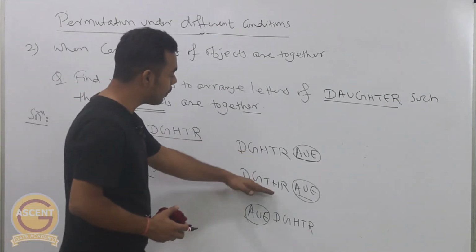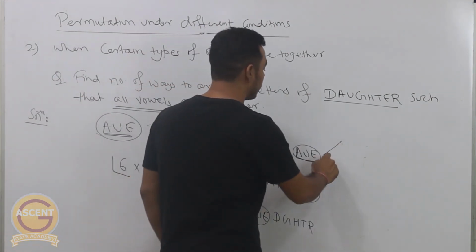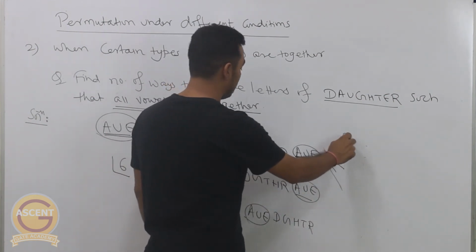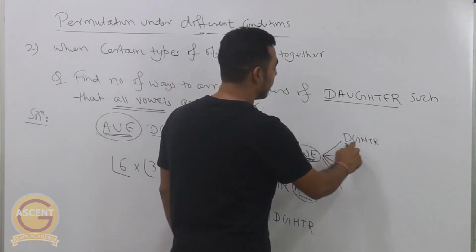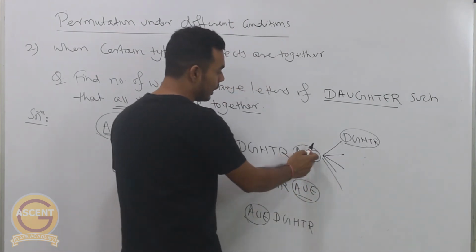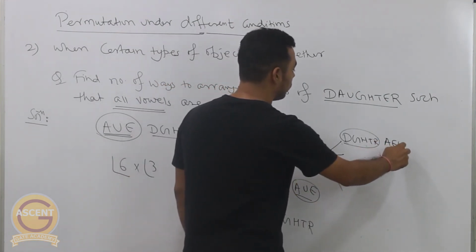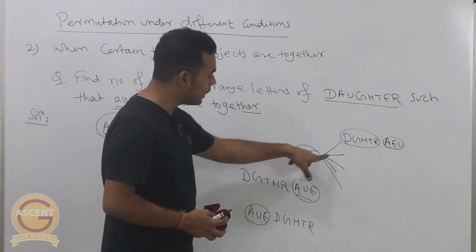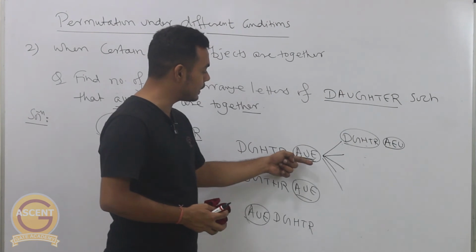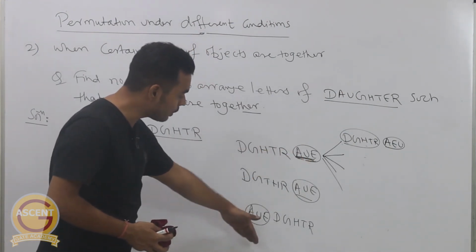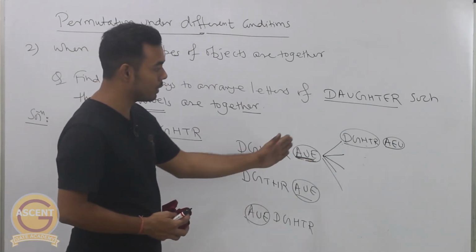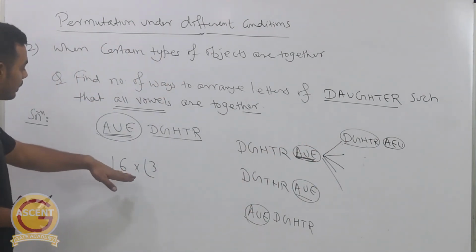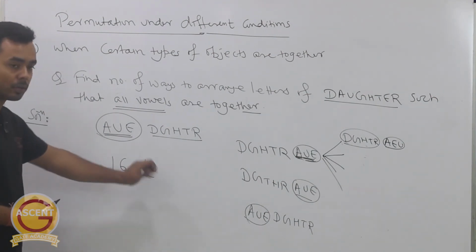And from each one of these words, you can form 6 other words, right? By interchanging these letters, you have D, G, H, T, R, and then you can interchange, say, U and E. So you can write A, U, E. So this will be one word. In this way, from one word you can form 6 other words by interchanging these 3 letters. So from each one of these factorial 6 words, you can form factorial 3 words. So the total number of different words will be factorial 6 into factorial 3.